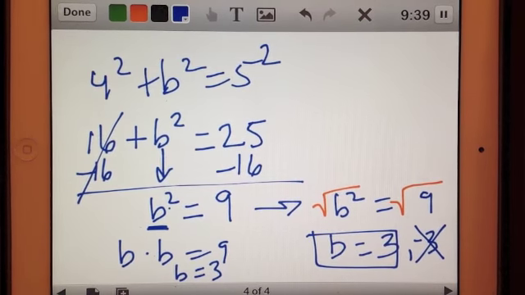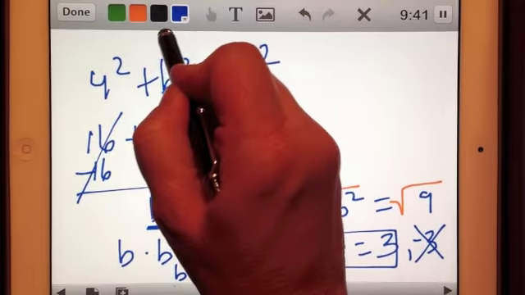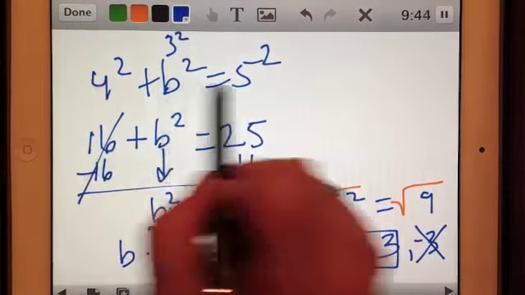Okay, and if you remember from the previous two videos, I did indeed have 3 squared plus 4 squared equals 5 squared.